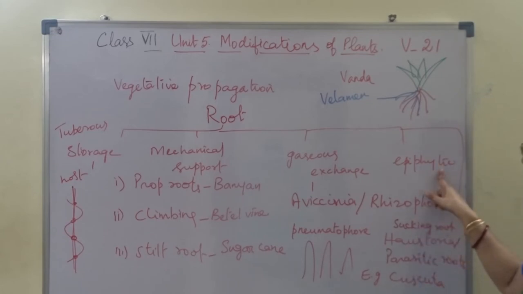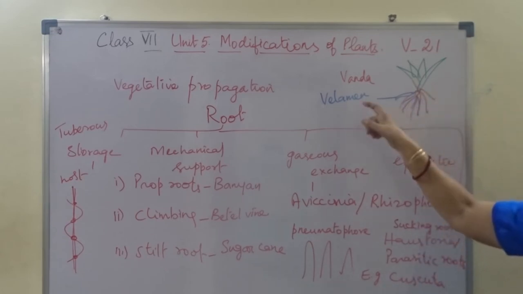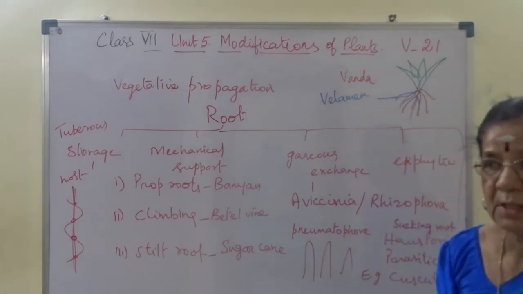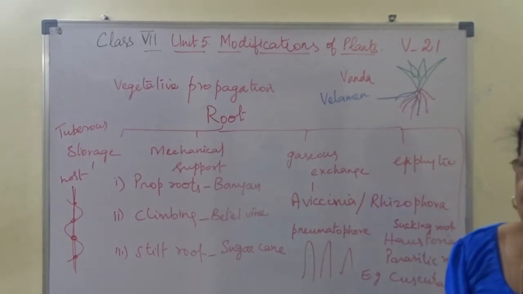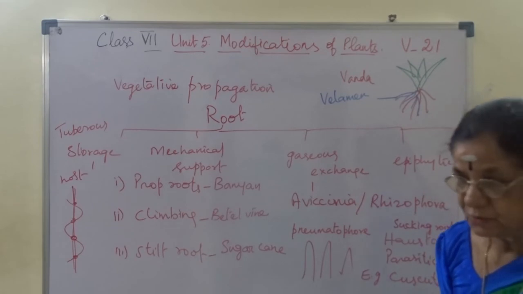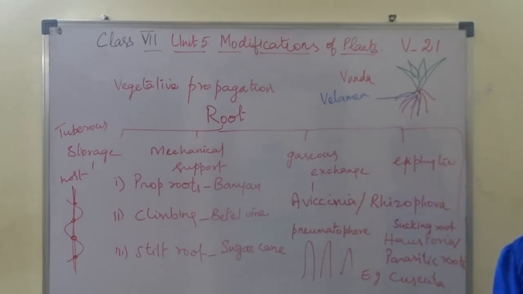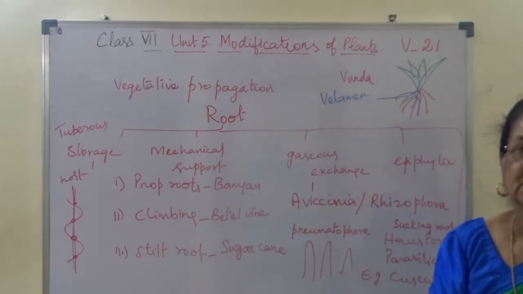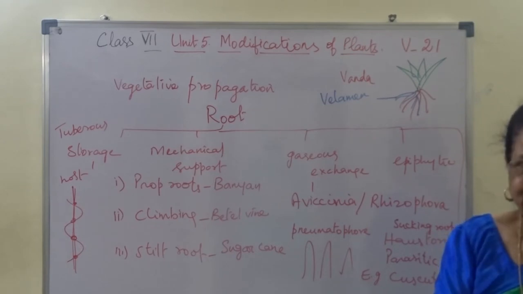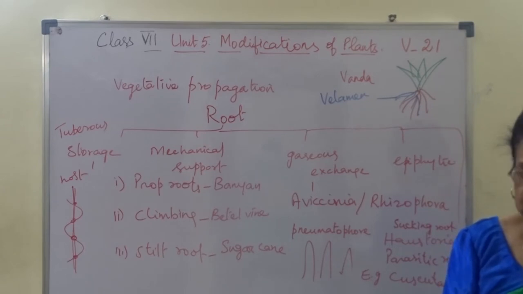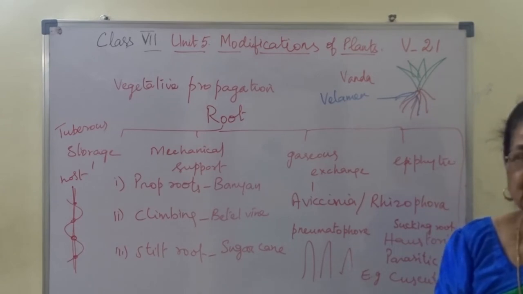Okay, the next one, epiphyte. Epiphyte, example Vanda. It is not a parasite, it only absorbs moisture from the atmosphere. It absorbs moisture through the velamen. The last one is the sucking root or Haustorial root. Example, Cuscuta. And in the video lesson, I have shown all the examples.